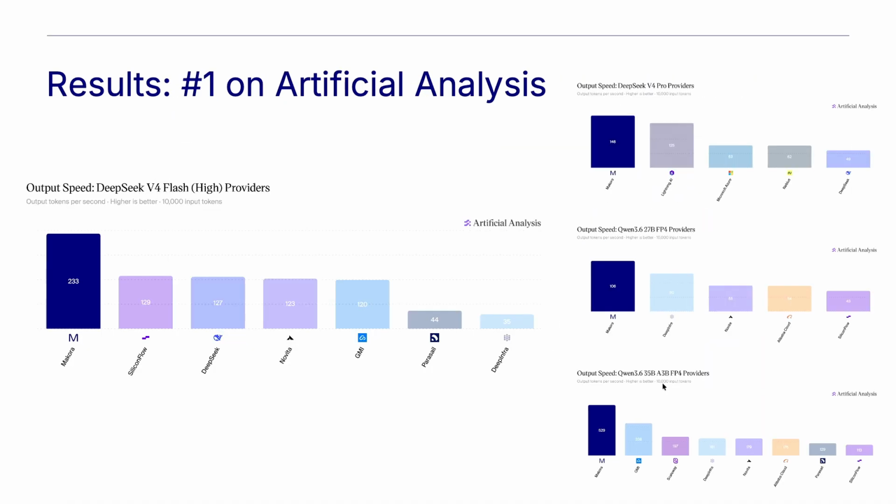The results are strong. We have a number of models that are ranking #1 in performance on Artificial Analysis, an independent third-party benchmark. We have the fastest DeepSeek V4 Flash. We have the fastest DeepSeek V4 Pro. We have a couple Qwen models that are really fast, and then we have a Llama 70B, also #1.